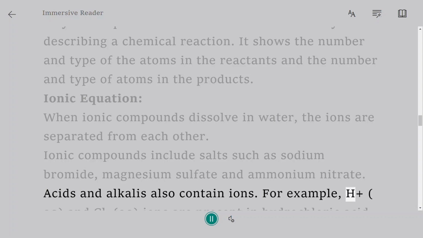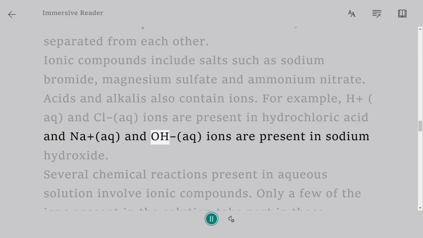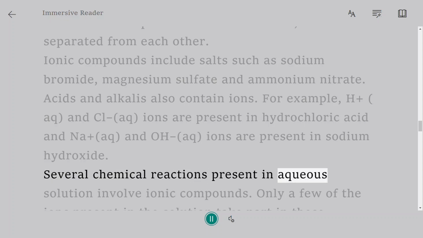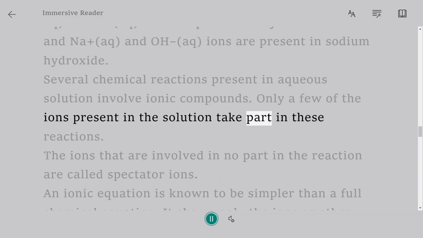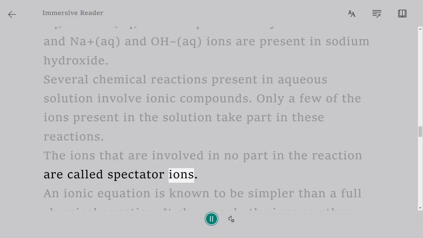For example, H+(aq) and Cl-(aq) ions are present in hydrochloric acid, and Na+(aq) and OH-(aq) ions are present in sodium hydroxide. Several chemical reactions in aqueous solution involve ionic compounds. Only a few of the ions present in the solution take part in these reactions. The ions that take no part in the reaction are called spectator ions.